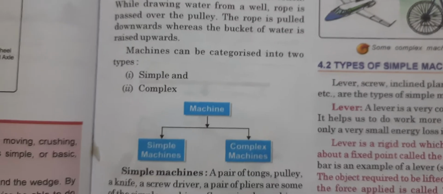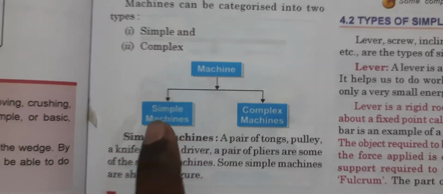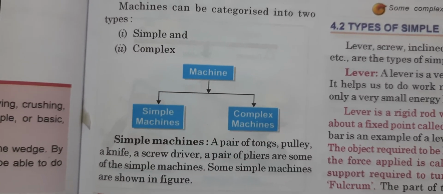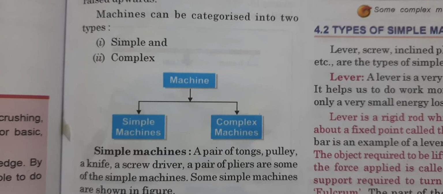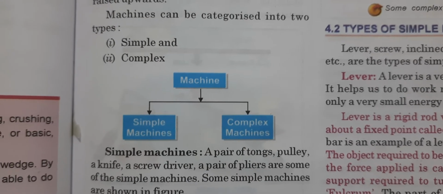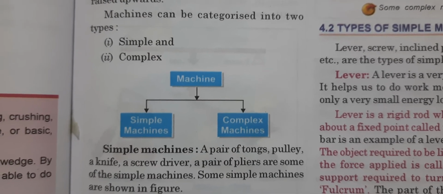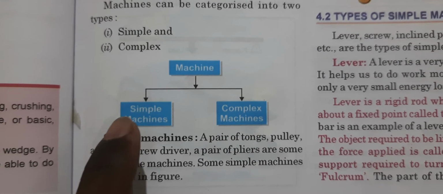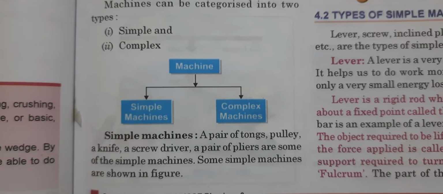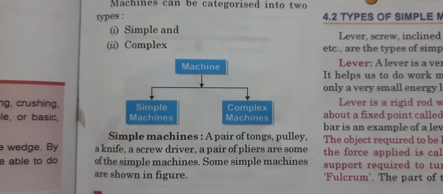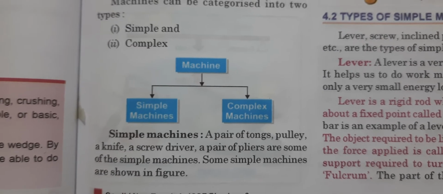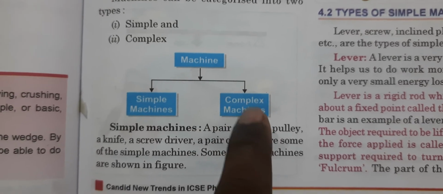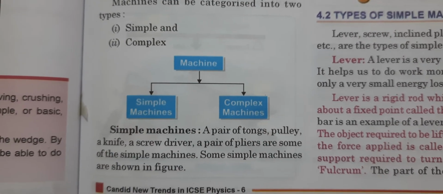Now machines are actually divided into two sections depending on how many spare parts are there in that machine. If a machine has many spare parts, then it is called a complex machine. But if a machine has two or three or very few moving parts, then it is called a simple machine. You can actually define a complex machine as a combination of many simple machines. So what are complex machines?